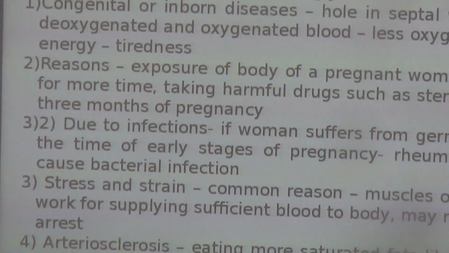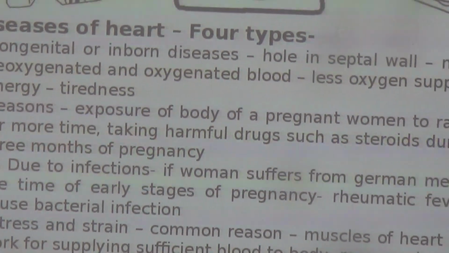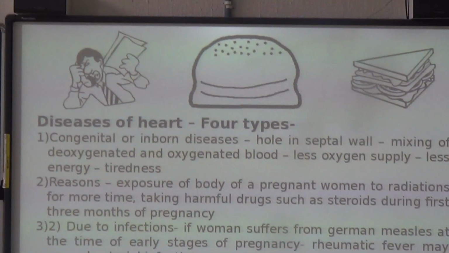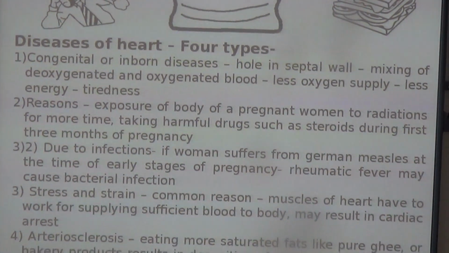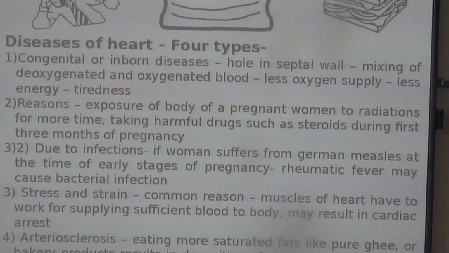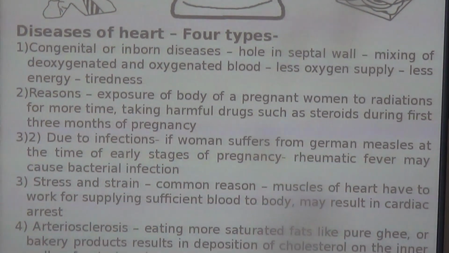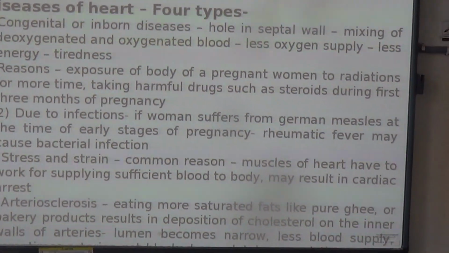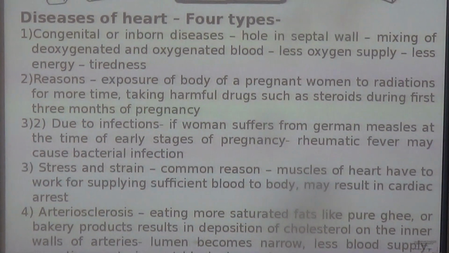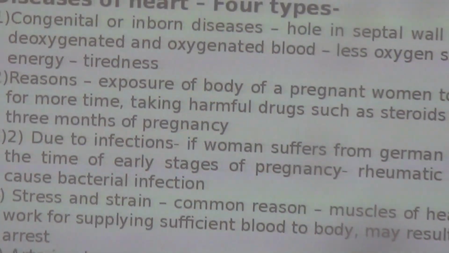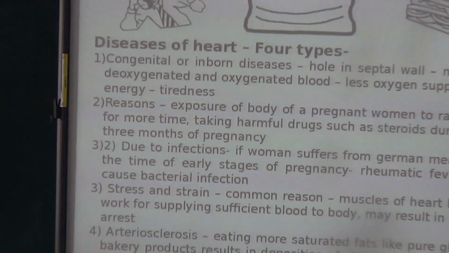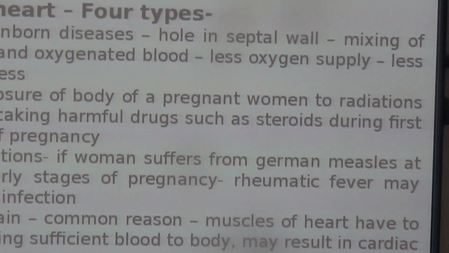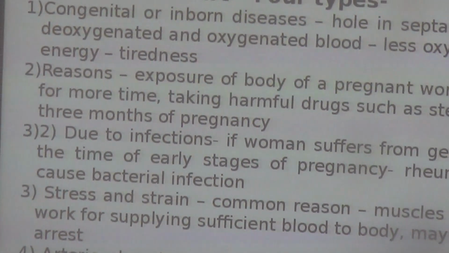First, the reasons why congenital diseases occur. If the body of a pregnant woman is exposed to radiations, alpha, beta, gamma, X-rays, the more time the body is exposed to the radiation, it may happen that the developing fetus, developing embryo may have these diseases. Second thing, some harmful drugs, steroids are taken, then also the diseases can occur.